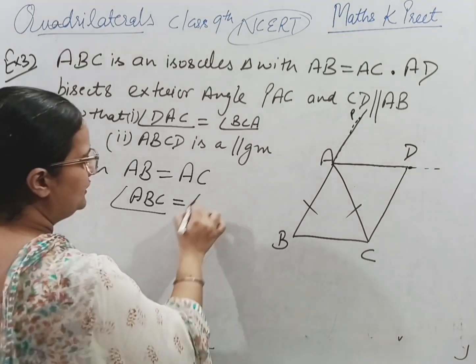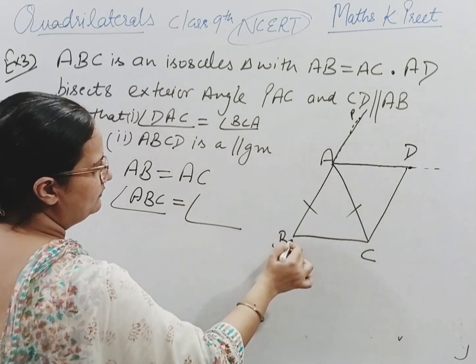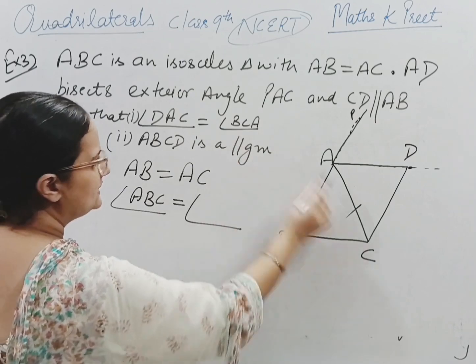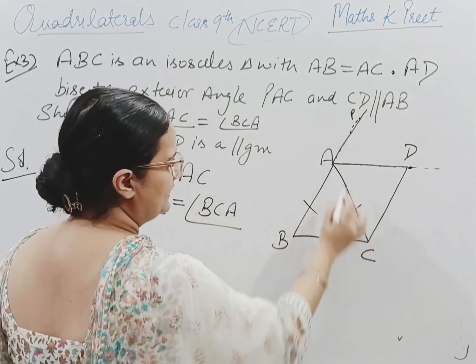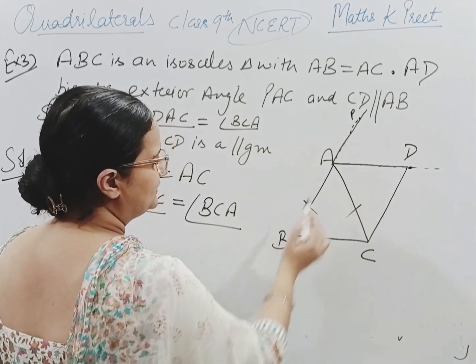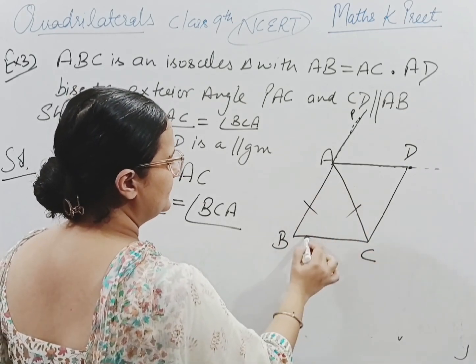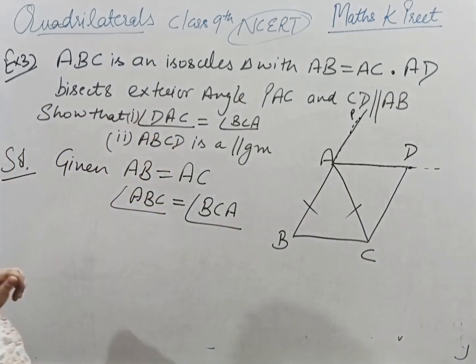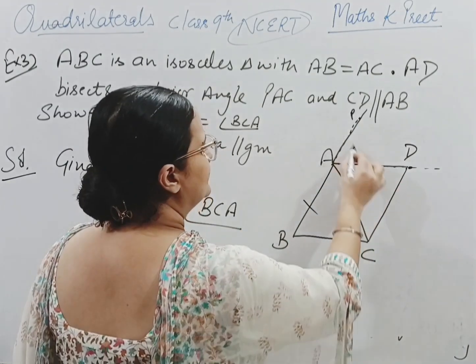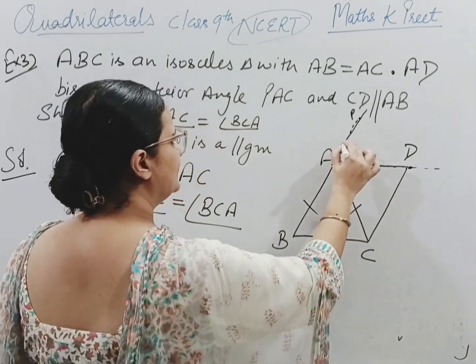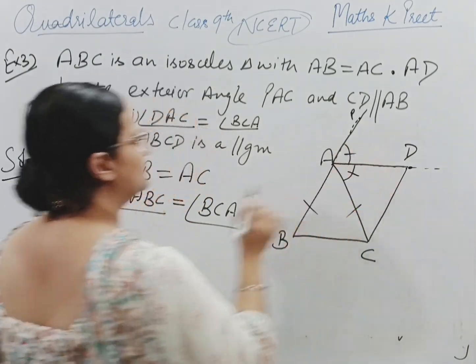So angle ABC will be equal to angle ACB, but I'll take the name from the question, BCA. I'll write BCA. These two angles will automatically be equal when we are talking about an isosceles triangle with AB equal to AC. We have seen this result in the last chapter. Also, what is given to us is that AD is bisecting this complete angle. So basically this angle is equal to this angle, which is also given.